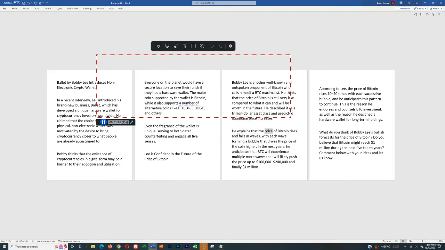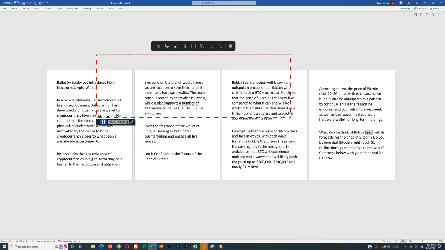He explains that the price of Bitcoin rises and falls in waves, with each wave forming a bubble that drives the price of the coin higher. In the next years, he anticipates that BTC will experience multiple more waves that will likely push the price up to $100,000 to $200,000 and finally $1 million. According to Lee, the price of Bitcoin rises 10 to 20 times with each successive bubble, and he anticipates this pattern to continue. This is the reason he endorses and counsels BTC investment, as well as the reason he designed a hardware wallet for long-term holdings.